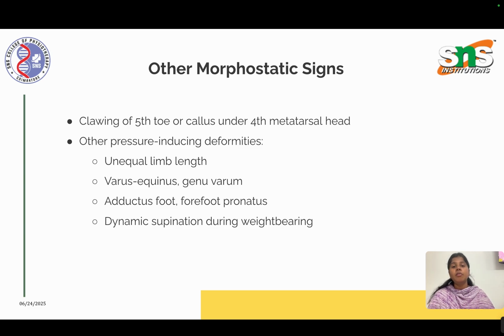Some other morphostatic signs include unequal limb length, varus equinus, genu varum, adductus foot, forefoot pronatus, dynamic supination during weight bearing, and clawing of the fifth toes. Sometimes callus formation might also happen under the fourth metatarsal head. So all these together lead to the ankle fracture conclusion.